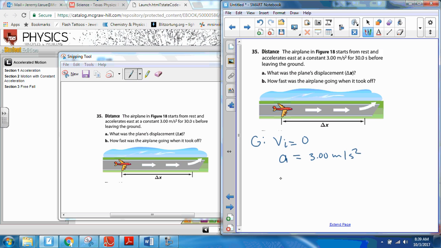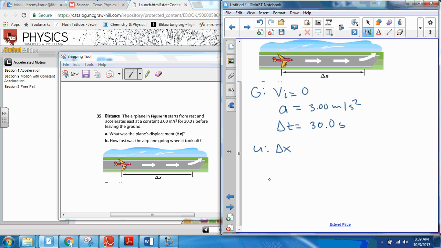What is 30 seconds going to measure? Delta T. The unknown. For letter A, it says, what was the plane's displacement? Man, they spelled it out for you. They didn't even make y'all a guess. All right. What equation is going to work for this one?